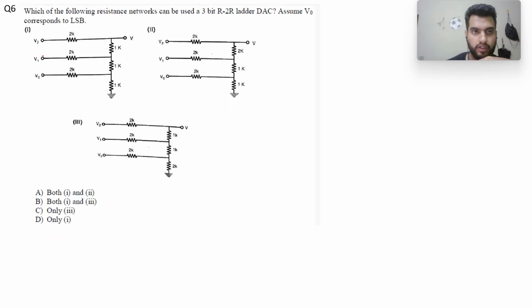Okay. Now towards this question, it asks which of the resistance networks can be used as a 3-bit R2R ladder DAC, assuming V0 corresponds to LSB. So can you just try it? Let's have a conversation regarding it. Can you say which of these can be used as an R2R DAC?